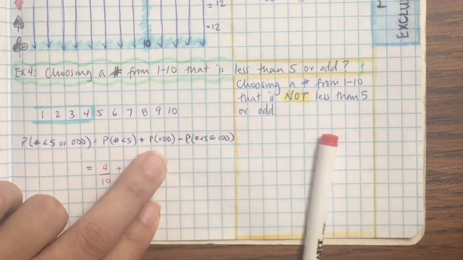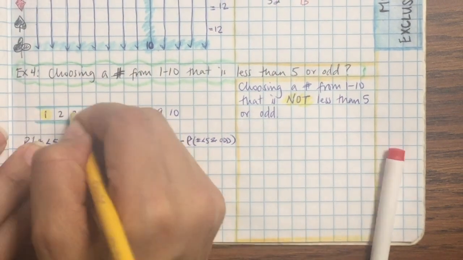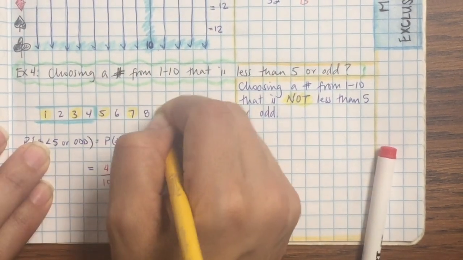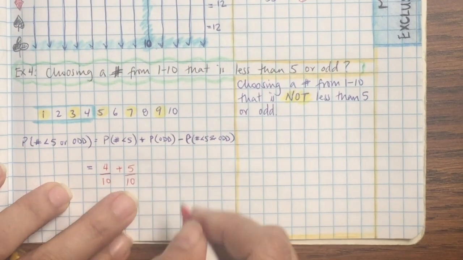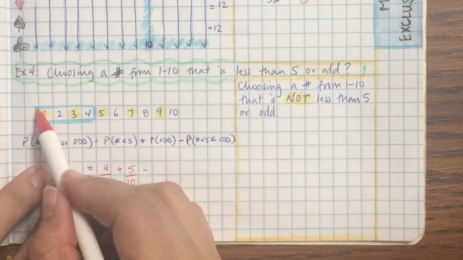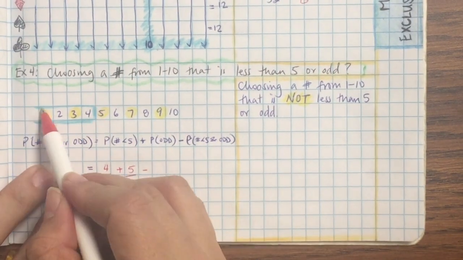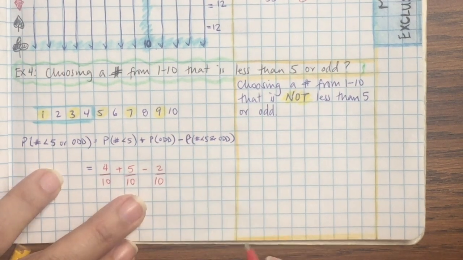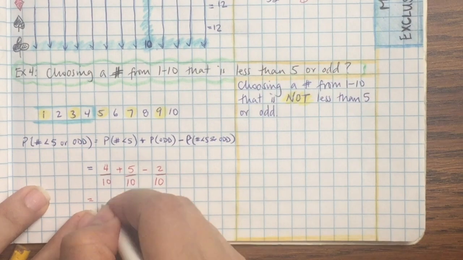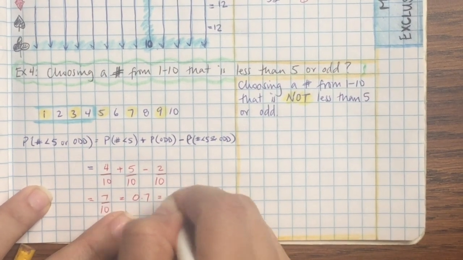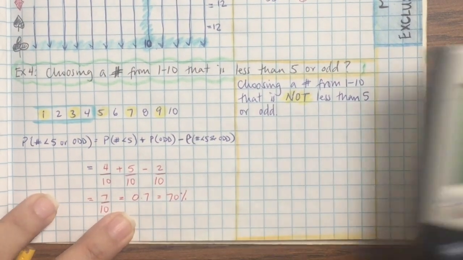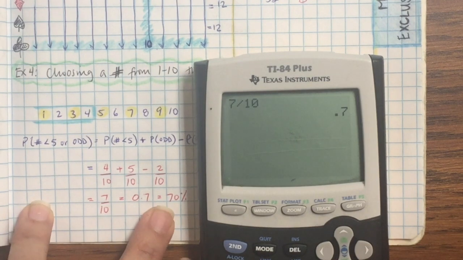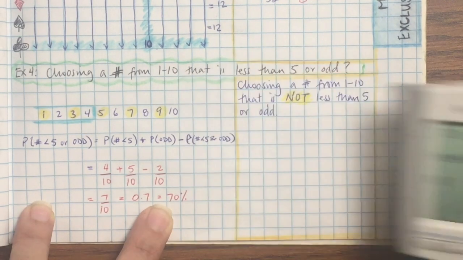Plus the probability that it's odd. So how many odds are there? Take a different color. How many odds? You have 5. That's what I want over the total, 10. Minus the probability that it's both of them. You can see it's both 2 times. So 2 out of the possibility of 10. So 4 plus 5 is 9, minus 2 is 7. If you do 7 divided by 10 in a calculator, you get 0.7. And then if you multiply the decimal by 100, you get the percent, which is 70%.